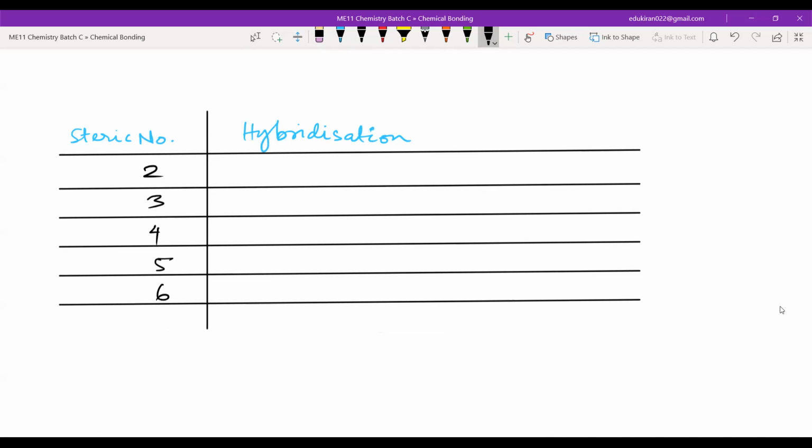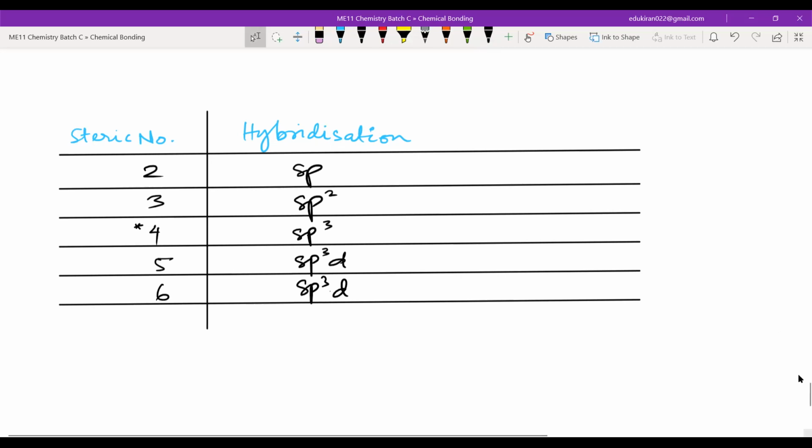So for 2, the hybridization is sp. For 3, it is sp2. Then sp3. Then d will come because p is finished. After that, sp3d. Now put a star mark here for the 4th one. There is one more hybridization that you will learn, but after we have ended all of these hybridizations. Okay. Done.